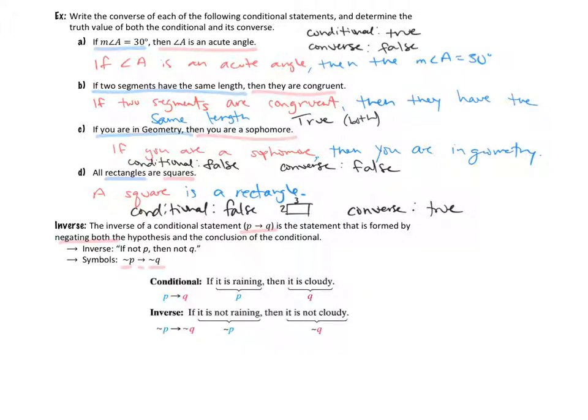All right? So if our conditional statement was if it is raining, then it is cloudy, I negate both portions of that to get if it is not raining, then it is not cloudy.